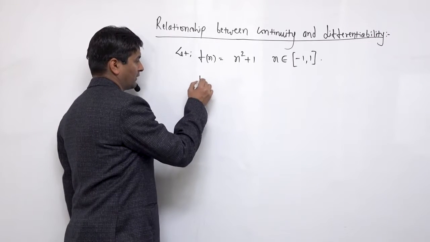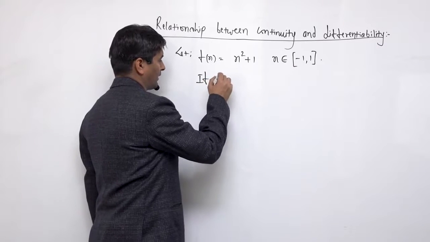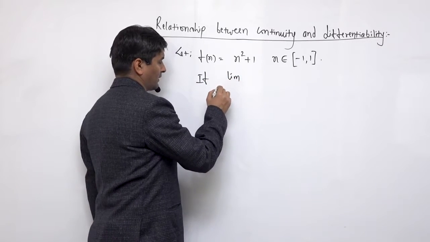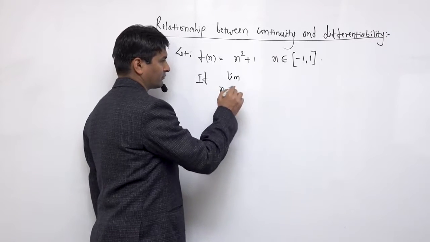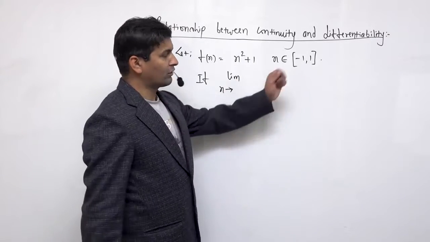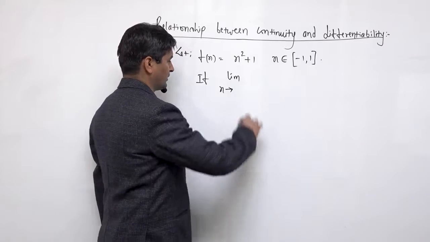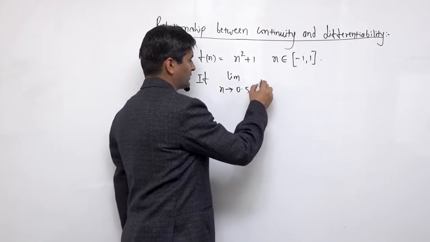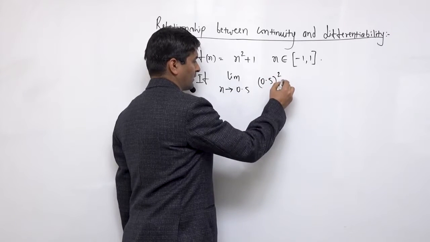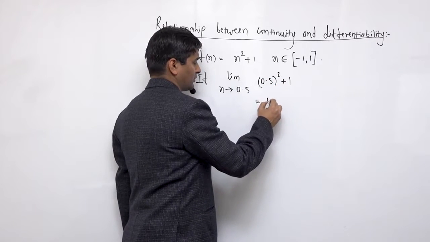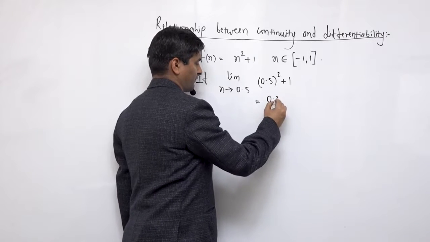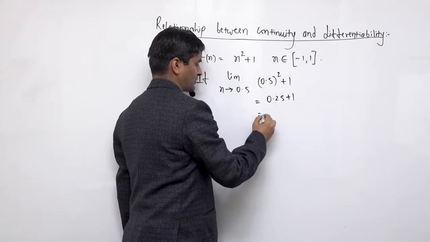फर एक्जाम्पल, if limit x tends to कुनै एउटा भ्यालु हालौँ -1 र 1 को बीचको. So limit x tends to 0.5. It comes 0.5 square plus 1 equals to 0.25 plus 1 equals to 1.25.